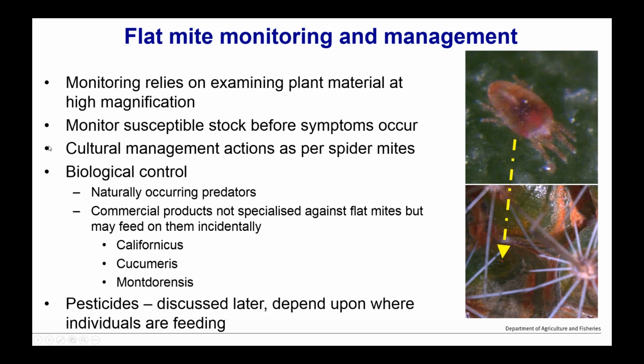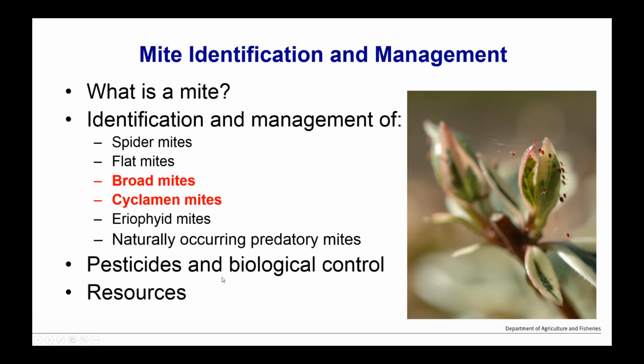So the cultural management actions are as per spider mites, and one of the problems with flat mites is that the biological control agents available commercially are not really specialized for flat mites. They might feed on them incidentally if they happen to be around at the same time as spider mites or some other prey, but they're not likely to reduce a flat mite population to below the economic threshold. So you'd be relying on naturally occurring predators, and you'd want to be keeping an eye on the numbers of predators compared to the number of the flat mites. And we'll discuss pesticides later.